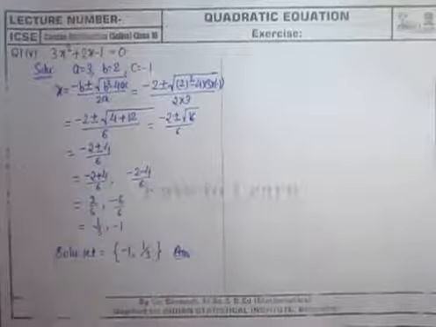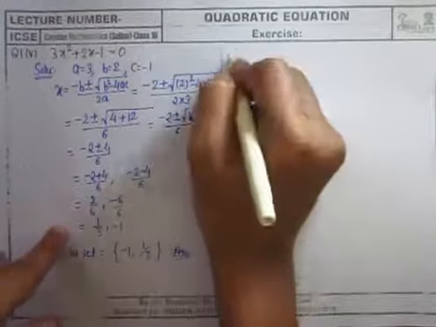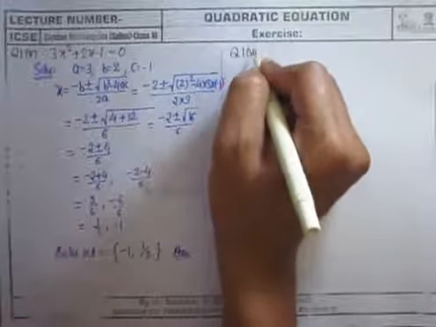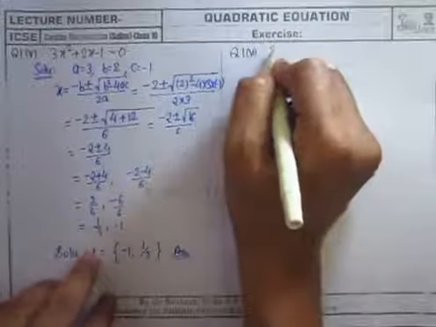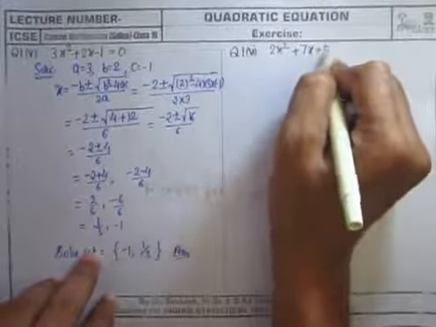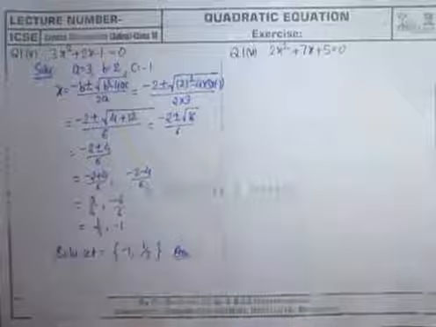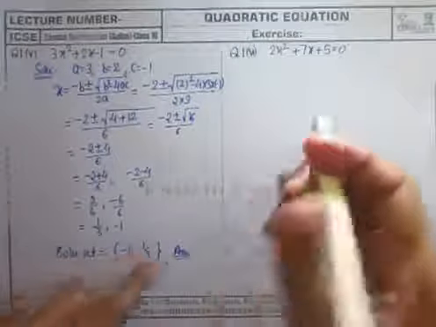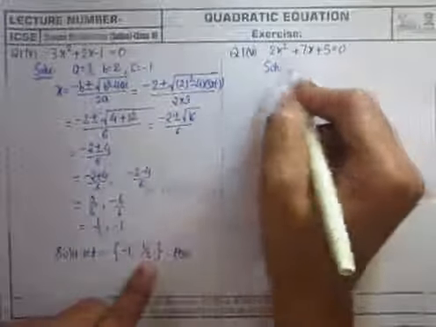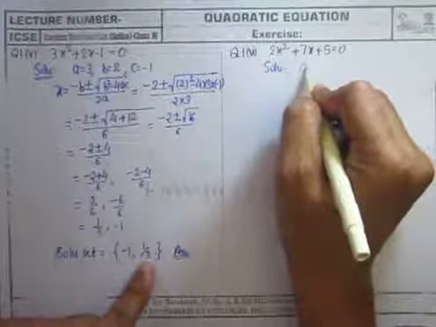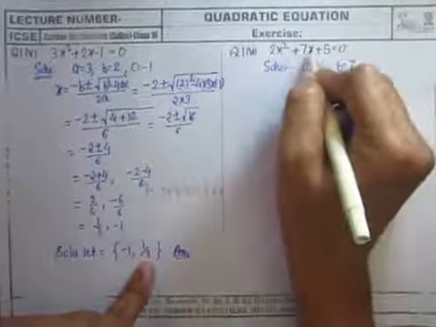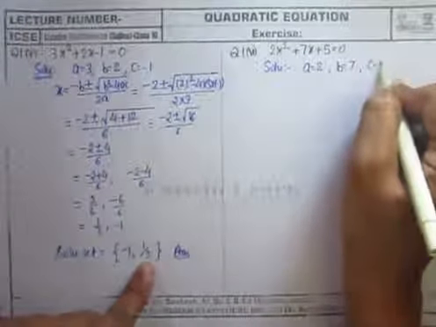Now question number 1, bit 6. So here it is written 2x square plus 7x plus 5 equal to 0. Now again this equation is already arranged in general form, so only compare this equation with the general form. a is equal to 2, the coefficient of x square is called a. b is equal to 7, the coefficient of x is called b, and the constant term is c, that is 5.